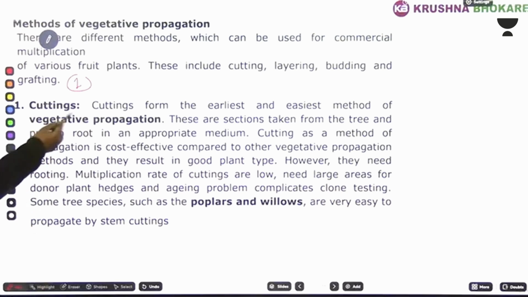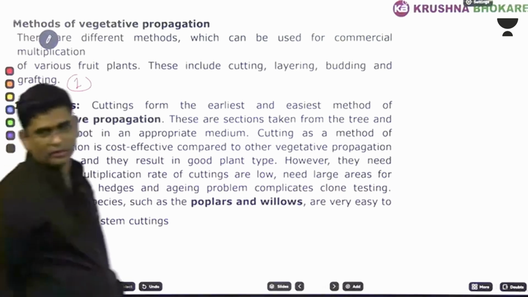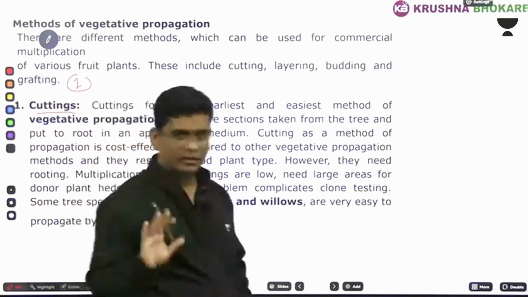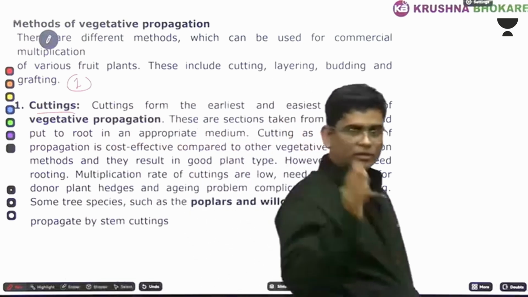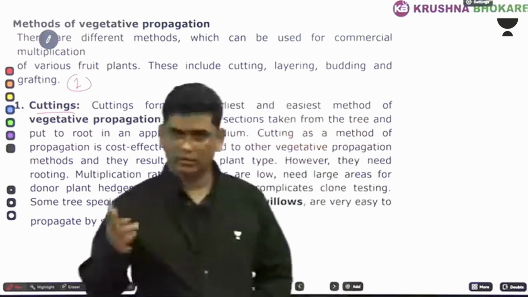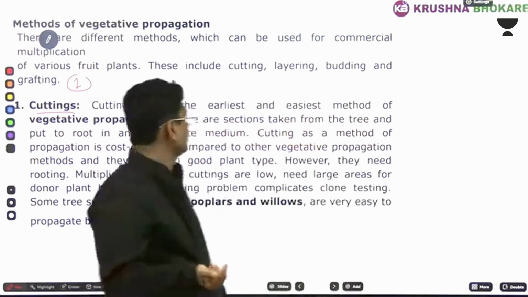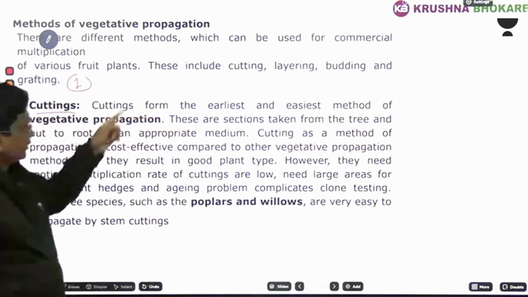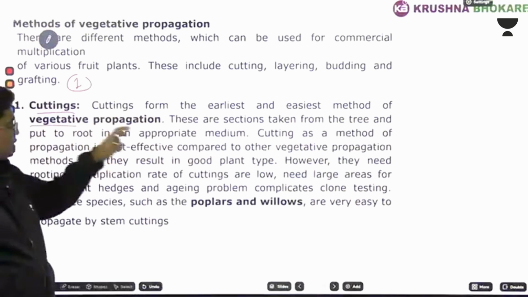Let's see. Cutting. What happens? Cutting is a very simple method. There is no grafting required. There is no budding required. In cutting, you are just cutting the branches and planting. Young branches of 1 year old. Okay? So cutting is the earliest and easiest method of vegetative propagation.